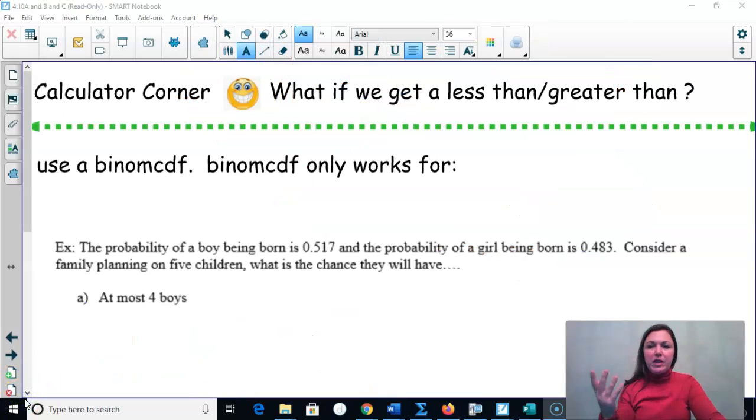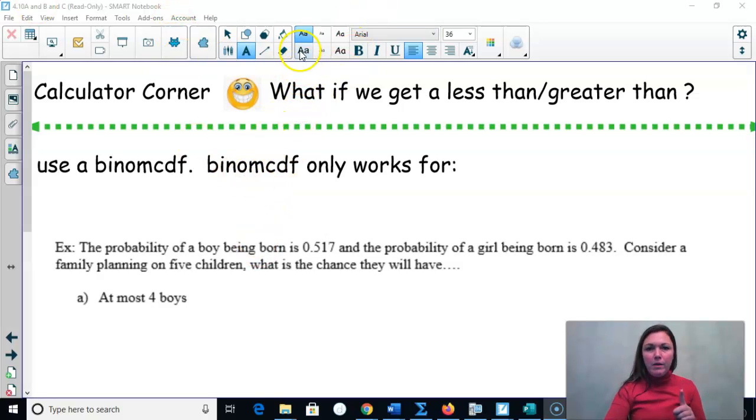Here is the intervention, guys, if you were feeling like, oh, I didn't understand the last problem. This will get you hopefully feeling a little more settled. So what if we get a less than or greater than? An equal to is easy. That's a binomial PDF. You just use that every time. That's part A. But what if we get a greater than, a less than, a greater than or equal to, a less than or equal to? What do I do? This example will hopefully solidify it for you, okay?